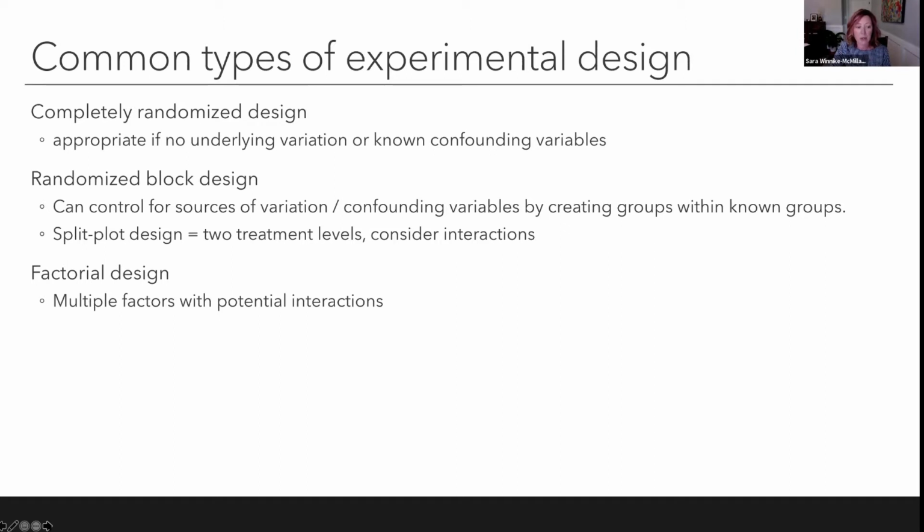And then factorial design is a way that you can look at multiple factors, and you can diagram this really nicely with a matrix, and that's super helpful. And Danny has a really nice example of this in her own research that we're going to talk about at the end of class today.